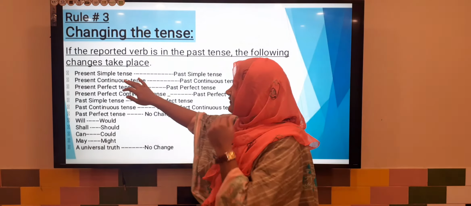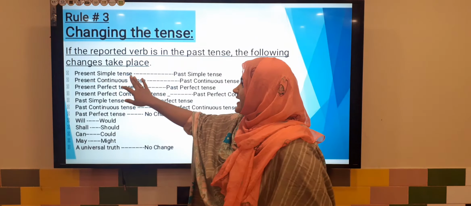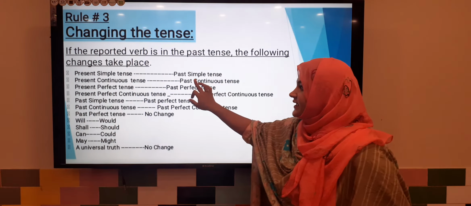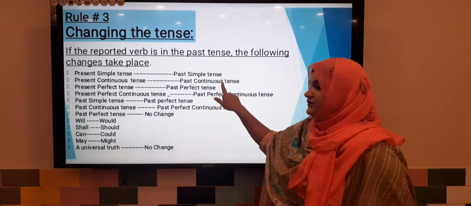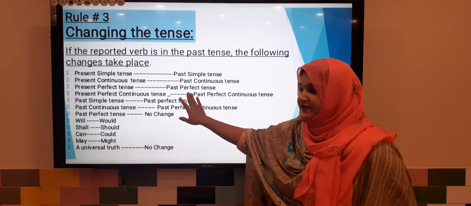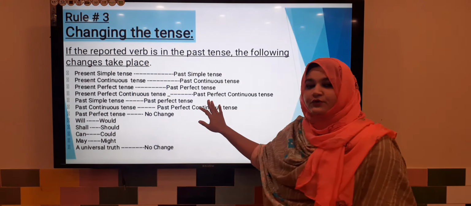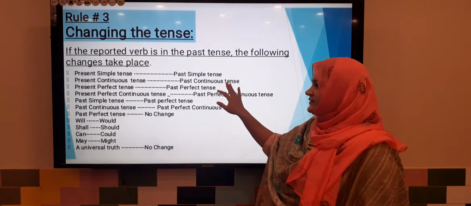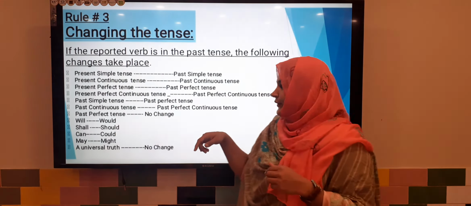We have some rules. Present simple tense will be changed into past simple tense. Present continuous tense will be changed into past continuous tense. Present perfect tense will be changed into past perfect tense. Present perfect continuous tense will be changed into past perfect continuous. You can learn these very easily. These are very simple, but you need to remember them.